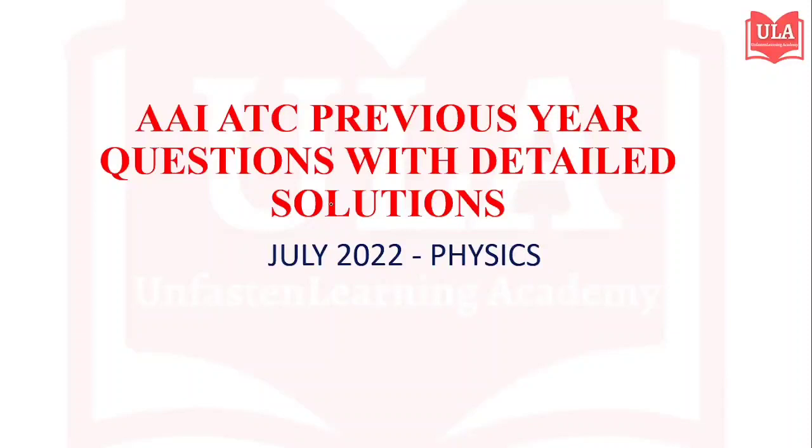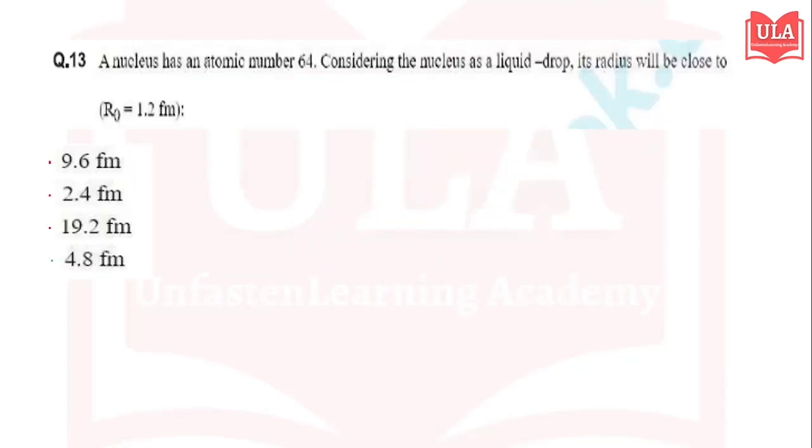So today we'll be continuing with the previous year questions. Moving on, the first question is, a nucleus has an atomic number 64. Considering the nucleus as a liquid drop, its radius will be close to, and they are given as R naught.